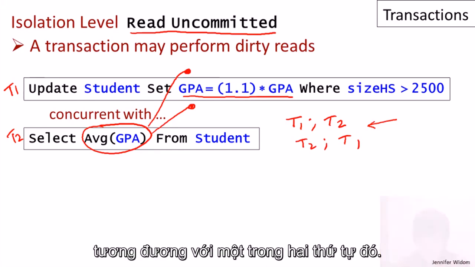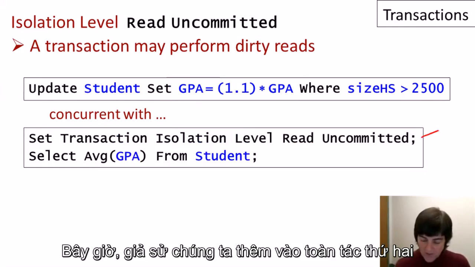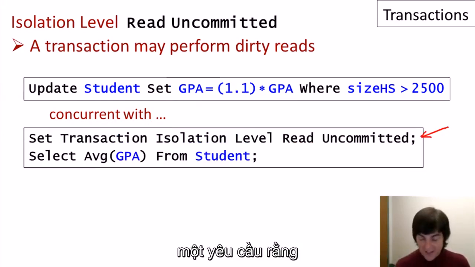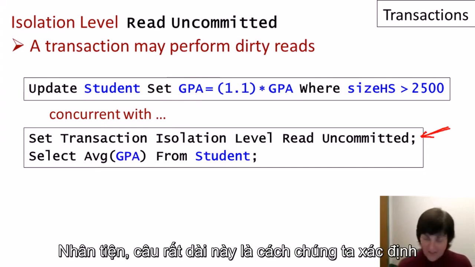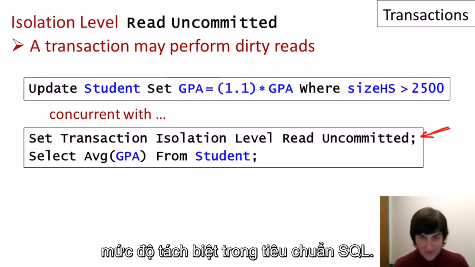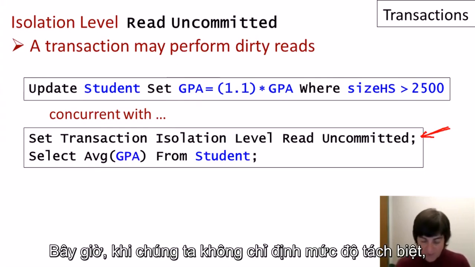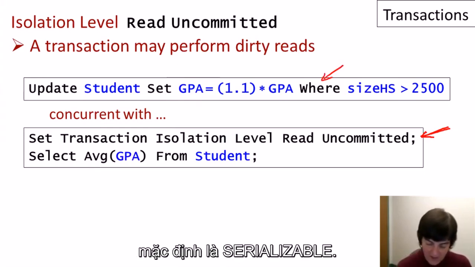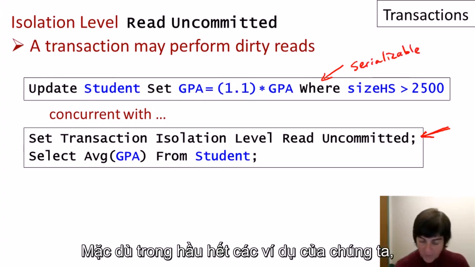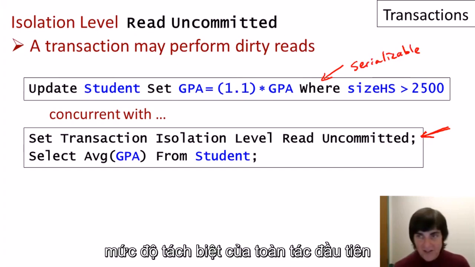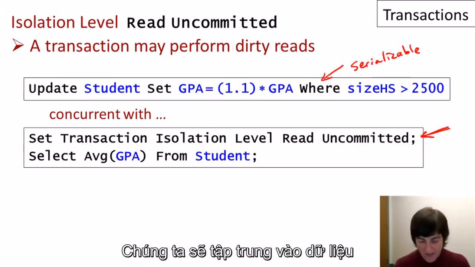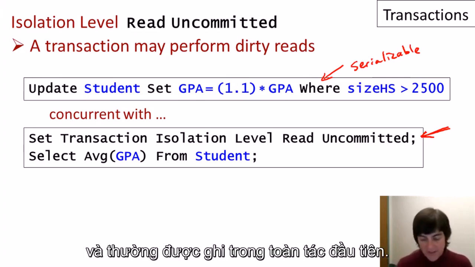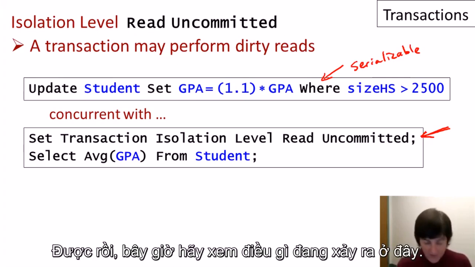As a reminder, we don't know which order these will occur in, only that the behavior will be equivalent to one of those orders. Now let's suppose we add to our second transaction a specification that it has isolation level read uncommitted. And by the way, this very long sentence is how we specify the isolation level in the SQL standard. Now when we don't specify an isolation level, as we have in here, the default is serializable, although in most of our examples it won't actually matter what the first transaction's isolation level is, as we'll see. We're going to be focusing on the data that's read in the second transaction and typically written in the first transaction. Okay, so let's see what's going on here.